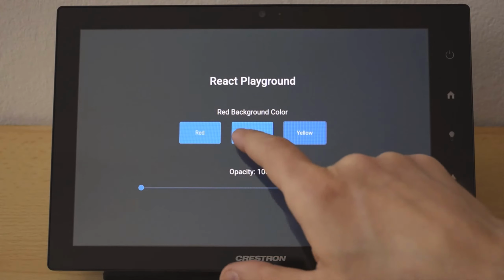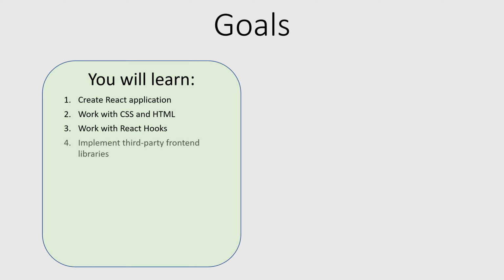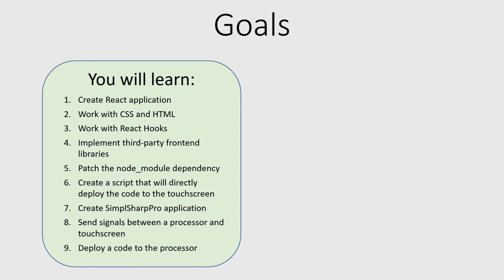At the end of this tutorial, you will learn how to create a React application, work with CSS and HTML, work with React hooks, implement third-party frontend libraries, patch the node module dependency, create a script that will directly deploy the code to the touchscreen, create a SIMPL Sharp Pro application, send signals between the processor and touchscreen, and deploy code to the processor.